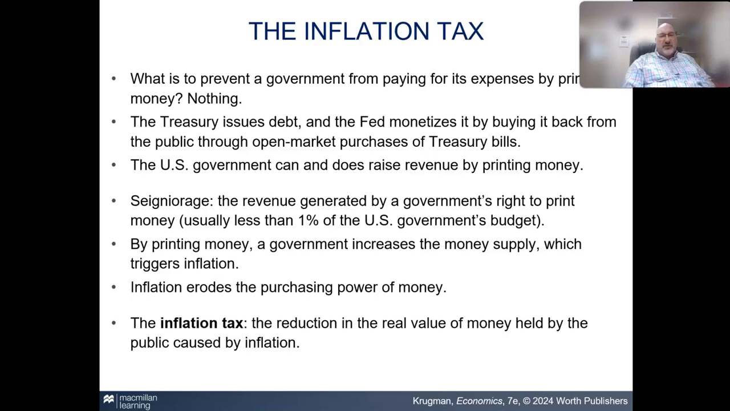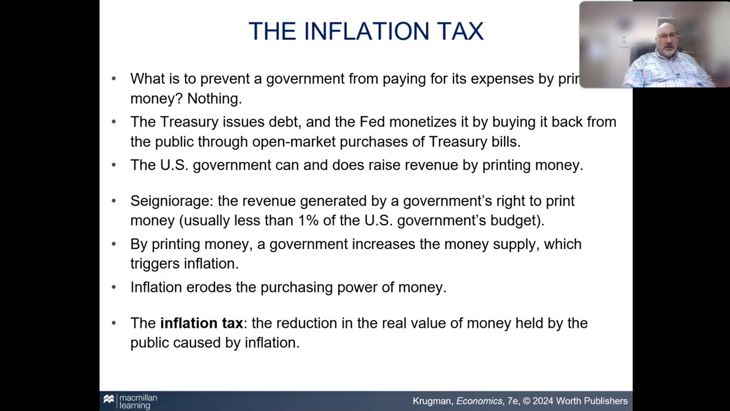So what's to prevent a government from paying for its expenses by printing money? Absolutely nothing. The Treasury issues debt, and the Fed monetizes it by buying it back from the public through open market purchases of T-bills. The U.S. government can and does raise revenue by printing money. Seigniorage is the revenue generated by a government's right to print money, usually less than 1% of the U.S. government budget. So we don't print much. By printing money, a government increases the money supply, which triggers inflation, and that erodes the purchasing power of money.